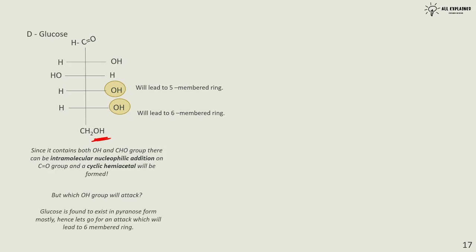So let's see what happens when it goes into a 6-membered ring. Glucose is found to exist in pyranose form mostly, hence we are going for a 6-membered ring attack. If you understand this attack, then you can go for the furanose form also and think about that. So there's nothing to memorize here. So what is happening here? You see this arrow coming from nowhere. This is from where the molecule turns, okay? And none of the configurations will be disturbed.